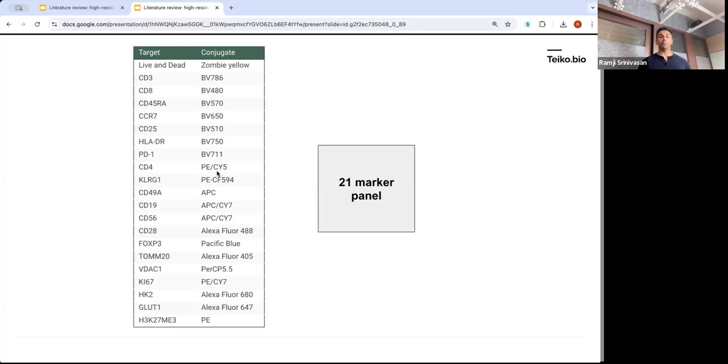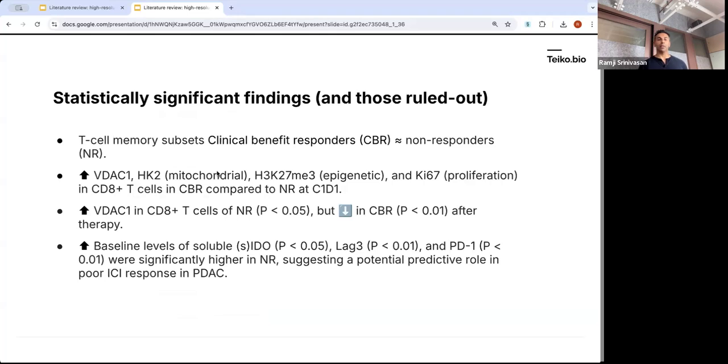You can see at the top, live and dead, all the way down to GLUT1 and some other markers, H3K27me3. So this is a 21-marker panel they ran. And then in this case, we just created a sample truncated panel. But before we get to that, let's look at the statistically significant findings.